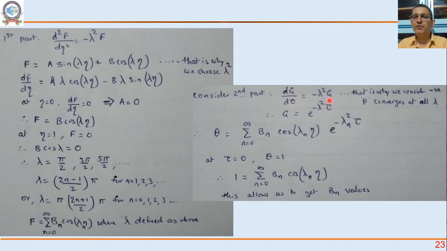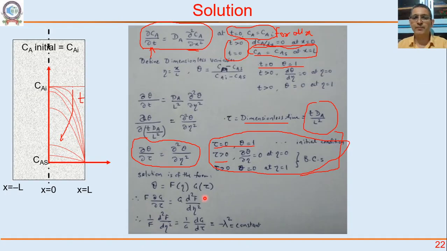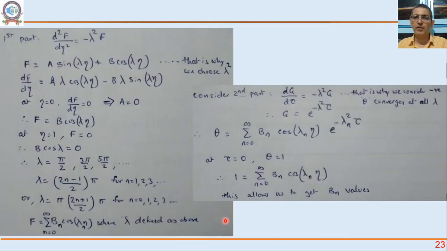Second part, dg by d tau is minus lambda square g. So we will get g is equal to e raised to minus lambda square tau. So g will reduce as a function of time. That's why we take that minus sign. It converges. Theta is reducing, so g must reduce with tau. Concentration is reducing with time. So g must reduce with tau. So minus sign we have taken here. Understand? So theta would be this.